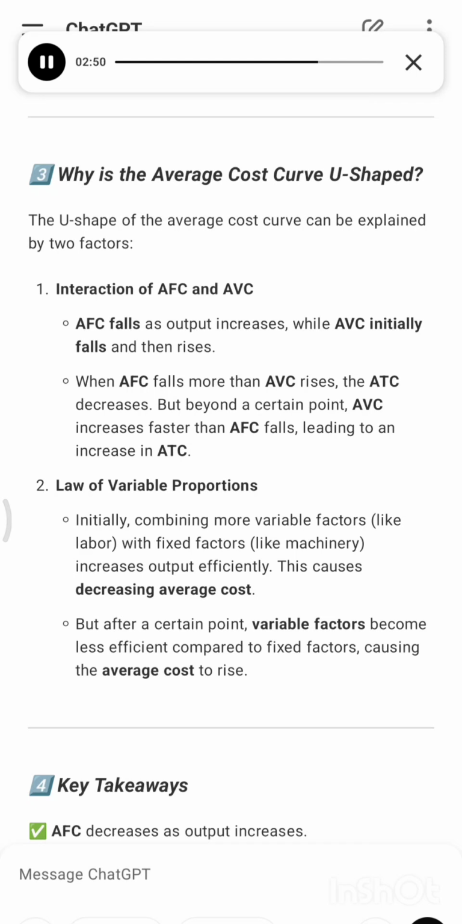2. Law of variable proportions. Initially, combining more variable factors, like labor, with fixed factors, like machinery, increases output efficiently. This causes decreasing average cost. But after a certain point, variable factors become less efficient compared to fixed factors, causing the average cost to rise.